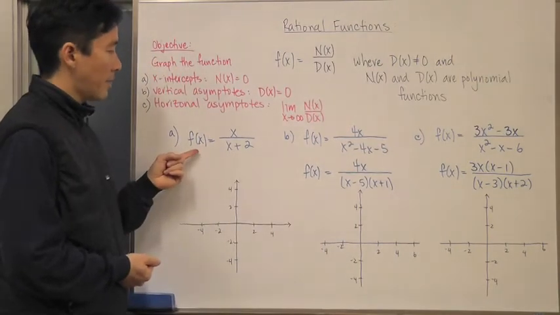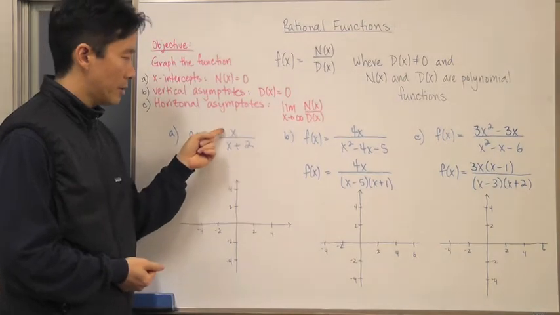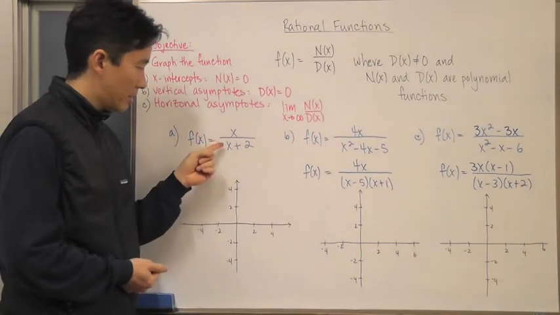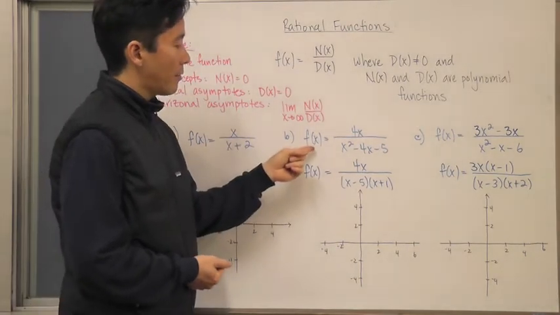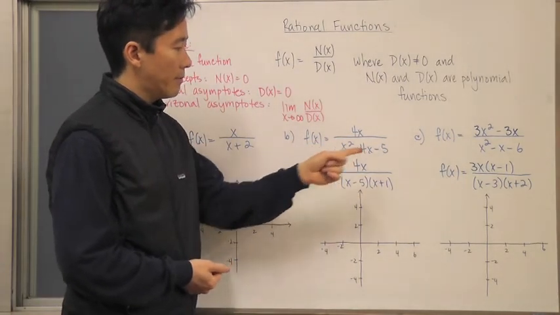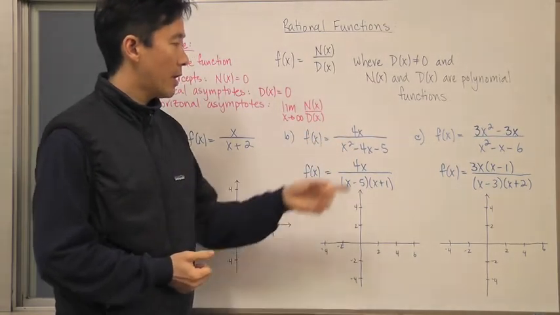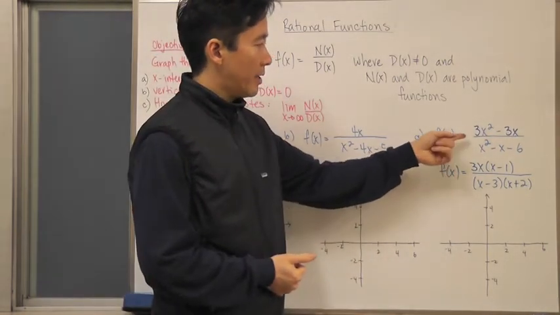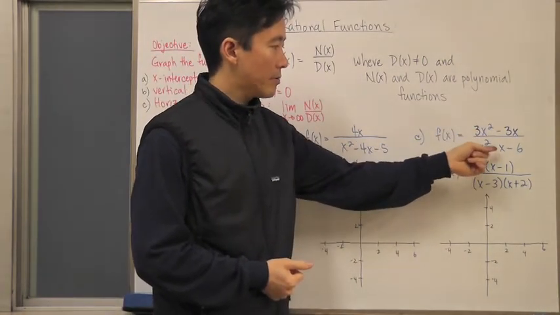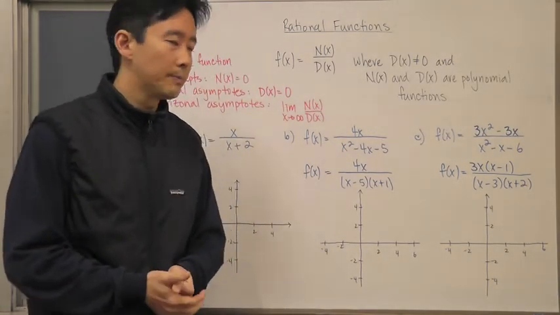So A says f of x is equal to x over x plus 2. Notice that we have two polynomials. This is a first degree polynomial. This is also going to be a first degree polynomial. Notice that with f of x is equal to 4x over x squared minus 4x minus 5, again we have a polynomial divided by a polynomial. And in this case over here we have 3x squared minus 3x divided by x squared minus x minus 6, and that's also another polynomial divided by a polynomial.